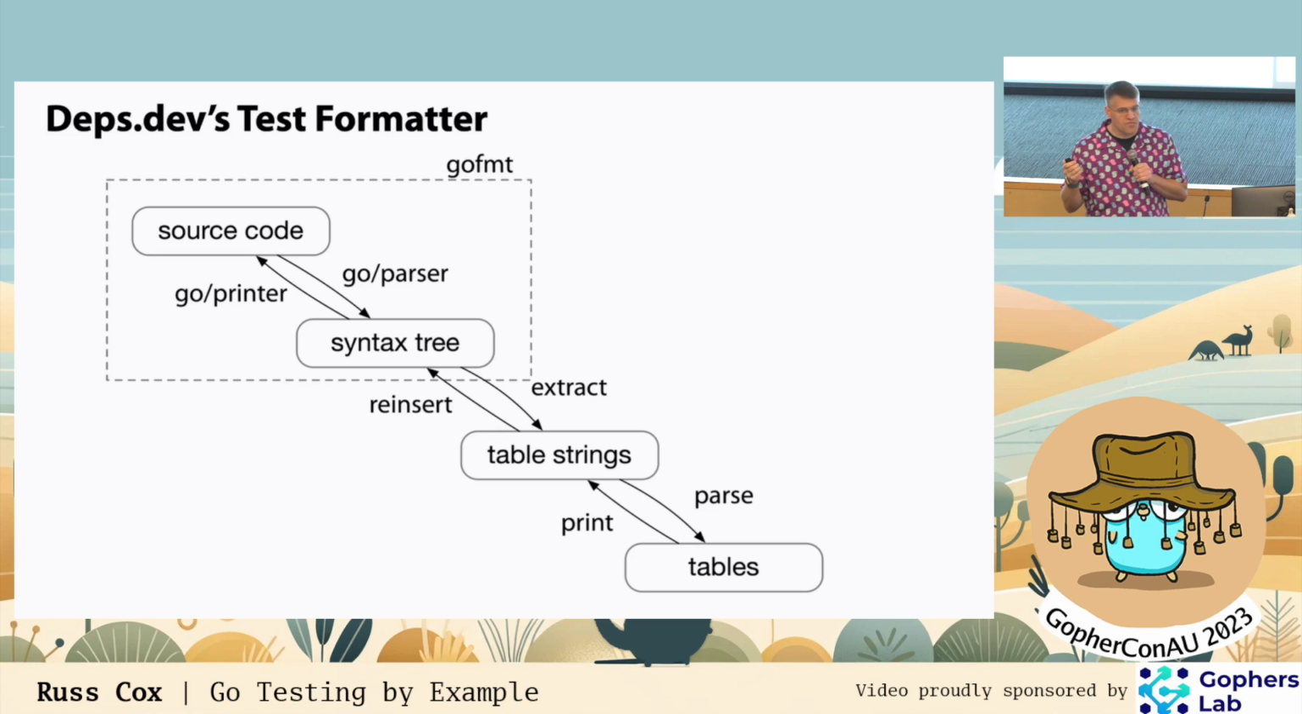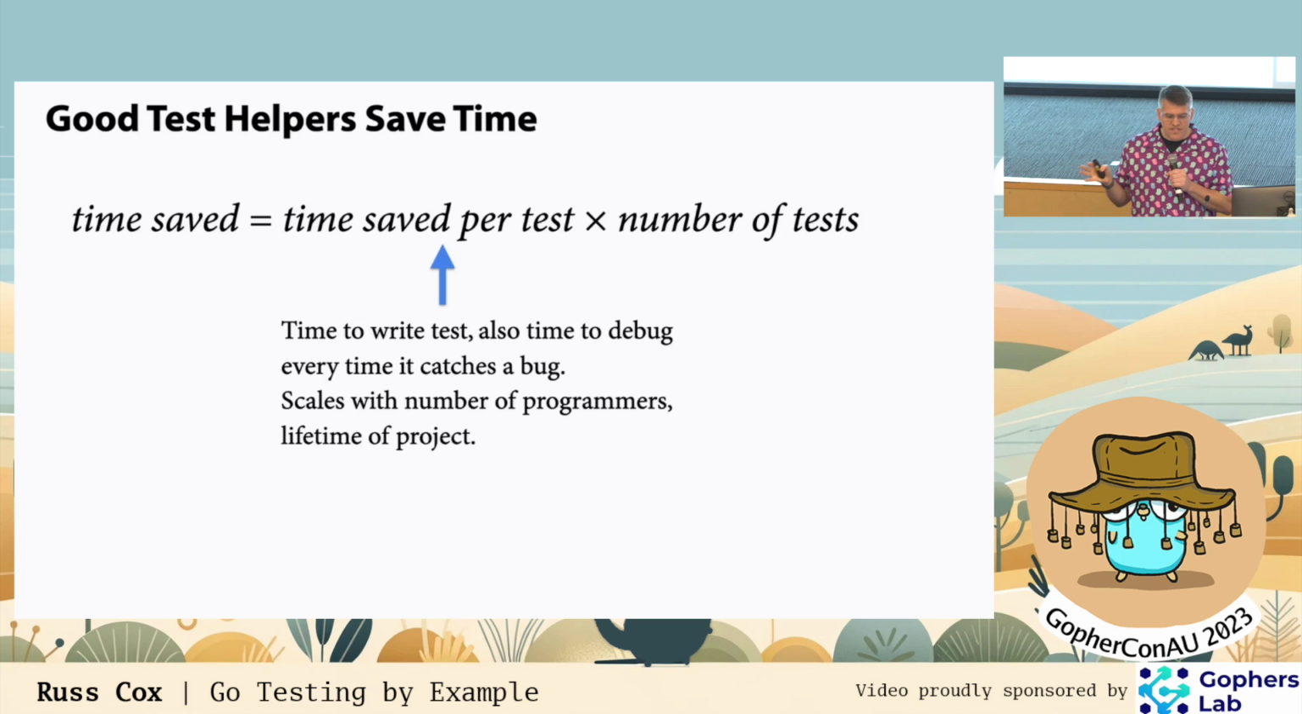Now, this parser and printer took some time to write. But now every time someone writes a test, that test is that much easier to write. And every time it fails or needs updating, it's that much easier to debug. And so if you're doing software engineering, then the benefits of spending time on this sort of thing scale with the number of programmers and the lifetime of the project. And so for deps.dev, already the time spent on this parser and printer has been saved many times over. And perhaps even more importantly, because the tests are easier to write, you're likely to write more of them, which results in higher quality code.